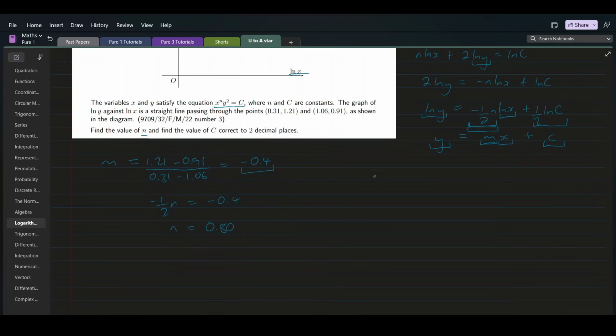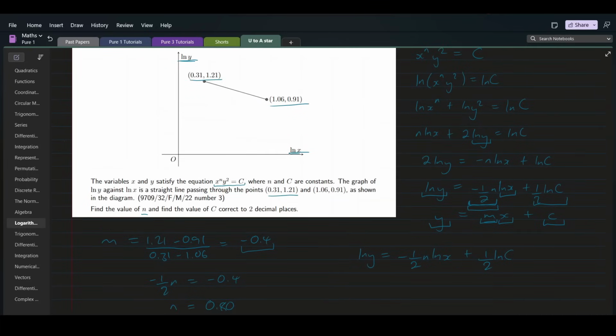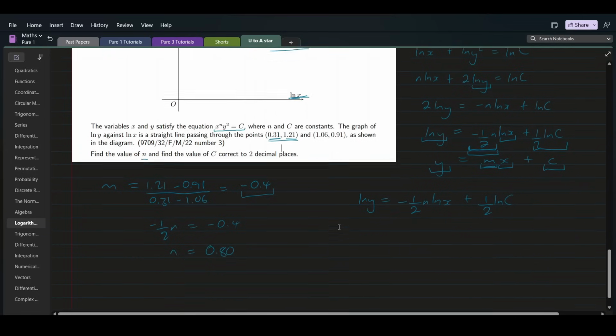To do that, we're going to use the equation that we reduced into linear form. So that's ln y is equal to negative half n ln x plus half ln c. And we're going to use a set of coordinates. So let's use this set. And remember that our graph is ln y against ln x. It's not the graph of y against x. So this point over here, this 0.31 represents ln x, and 1.21 represents ln y.